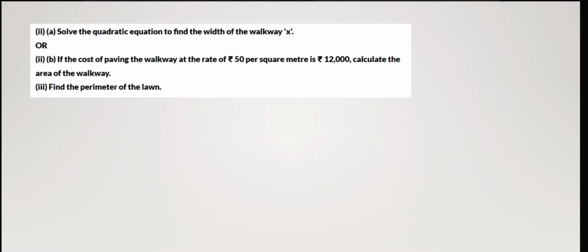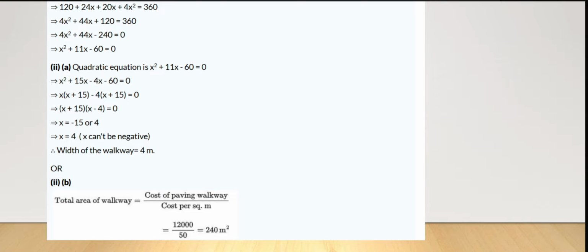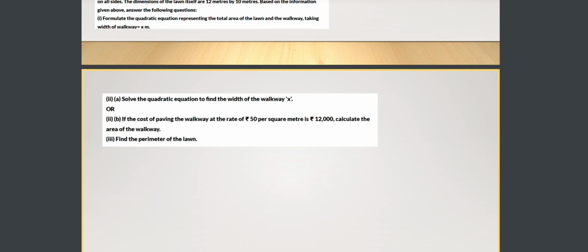I hope all of you have done this question. So move to the solution part. I hope all of you get the right answer. Match your answer with this solution. In the third question, you have to find the perimeter of the lawn.